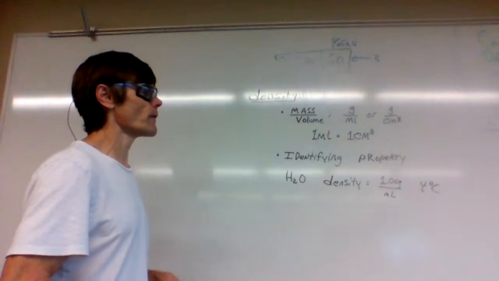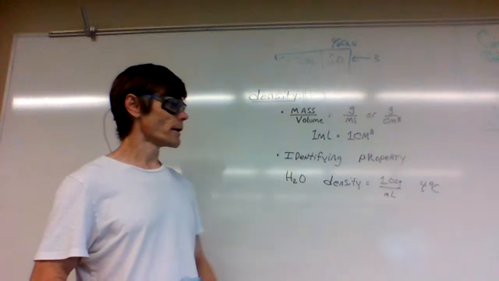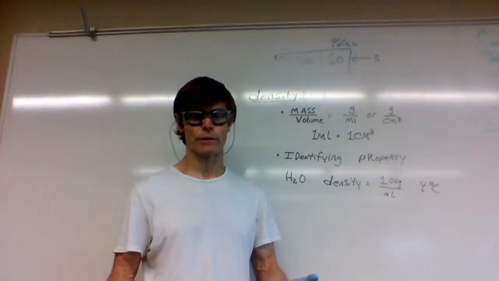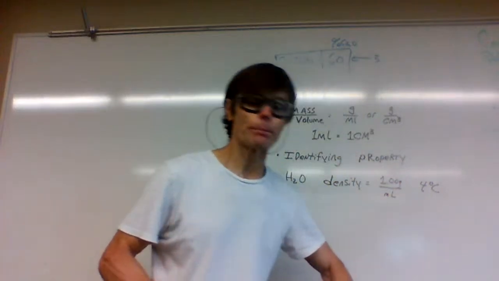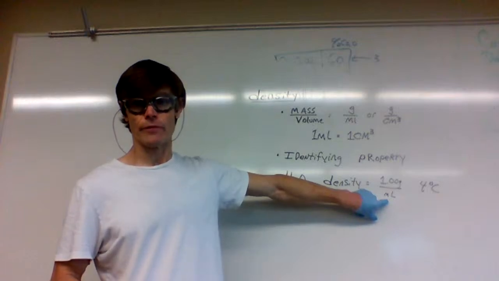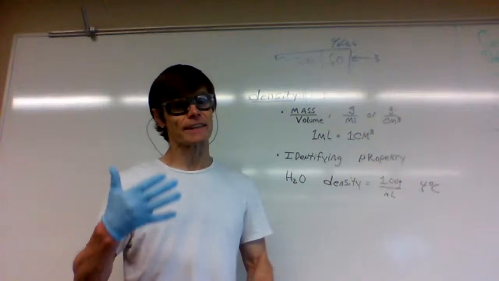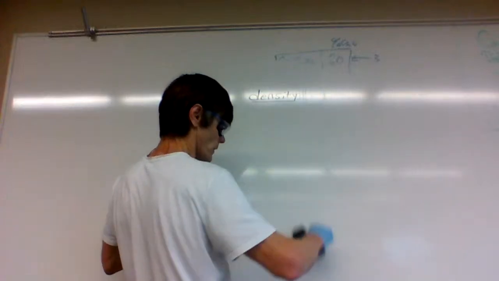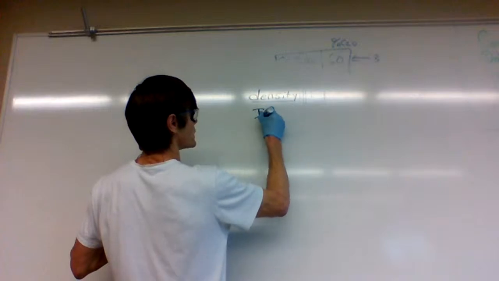Now, density is an identifying property of a sample of matter. For instance, water has a density of 1 gram per milliliter or 1 gram per cubic centimeter at 4 degrees Celsius. So density does depend upon temperature, and that's due to the volume in the denominator of that particular property of density. Well, what's important about density, it depends upon temperature, but density is what we call an intensive property. Intensive.